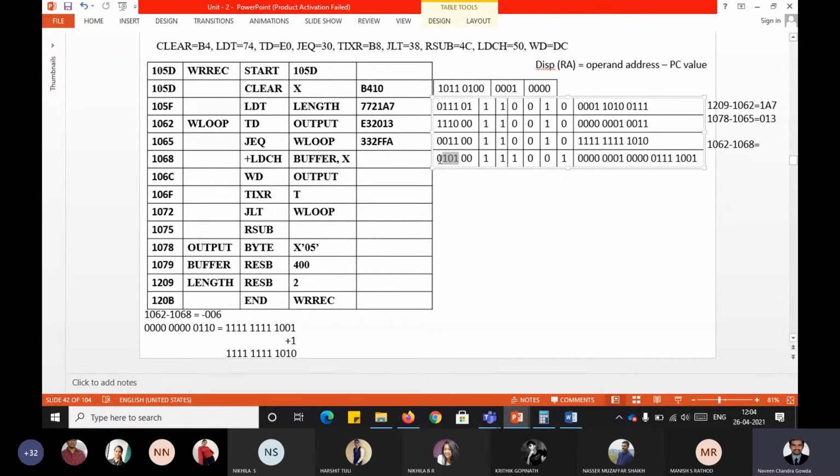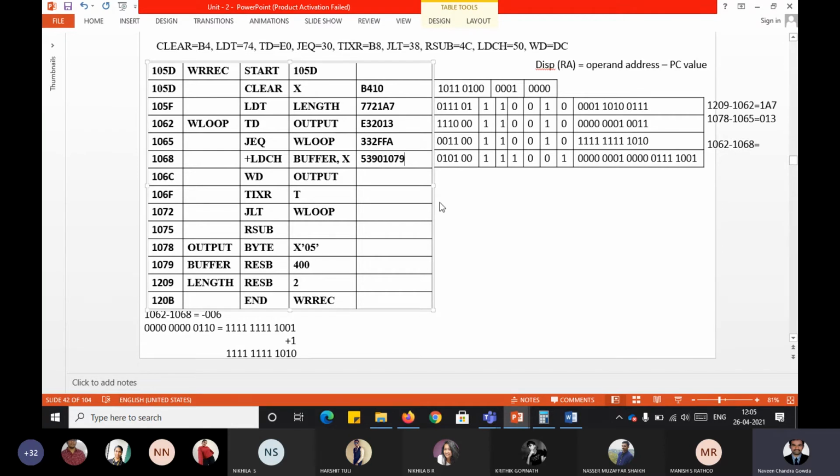Now what is the object code? You see, this is 5, 0011 is 3. Again, 000. Again, this is what you can observe. It is 1001. 1001 is what? 9, followed by 01079. You can observe totally how many digits are there. 8 digits should be there because it is 4 bytes, right? For format 4.